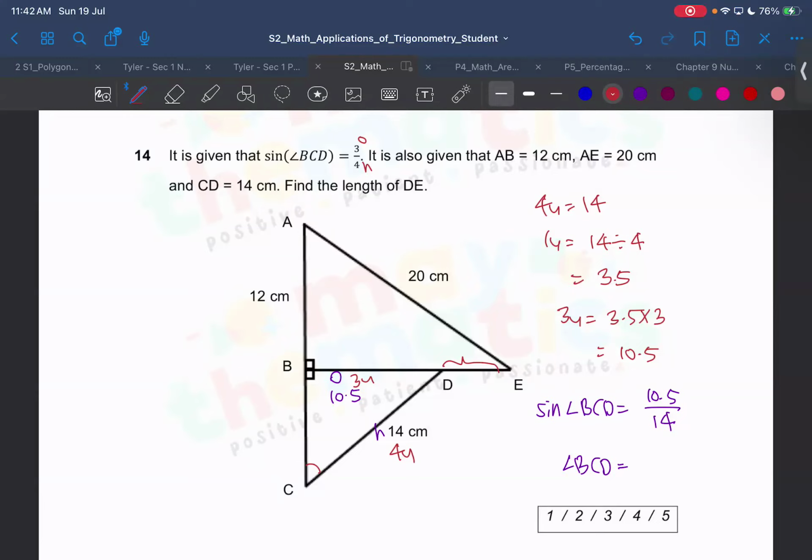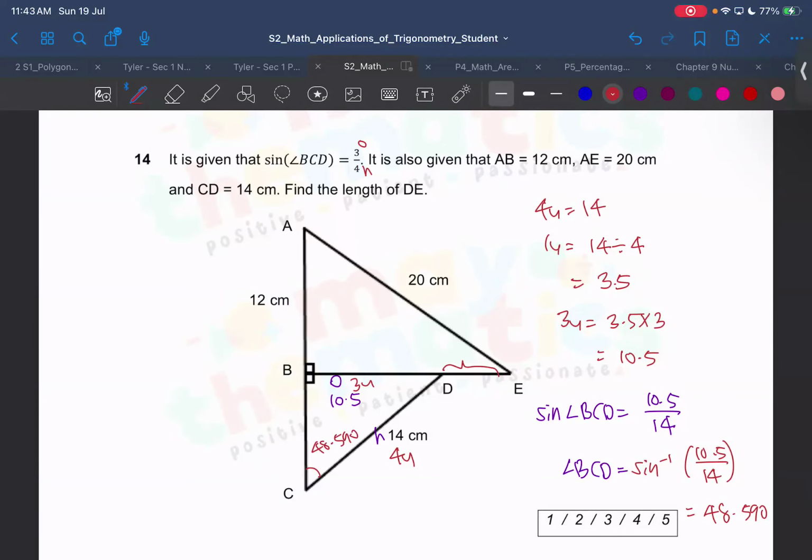How to find? Use inverse. 48.59 degrees. And okay, but that does not give me what I want. I want DE. So actually, I don't even need to find this. I need to find the length of DE using this triangle.